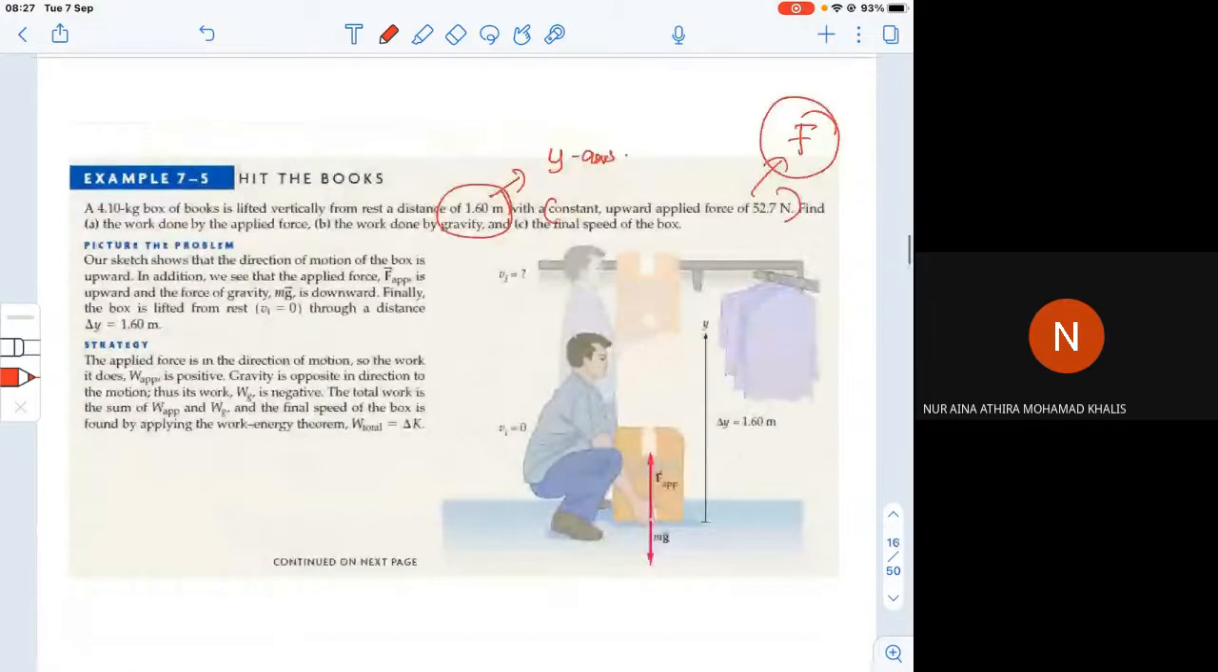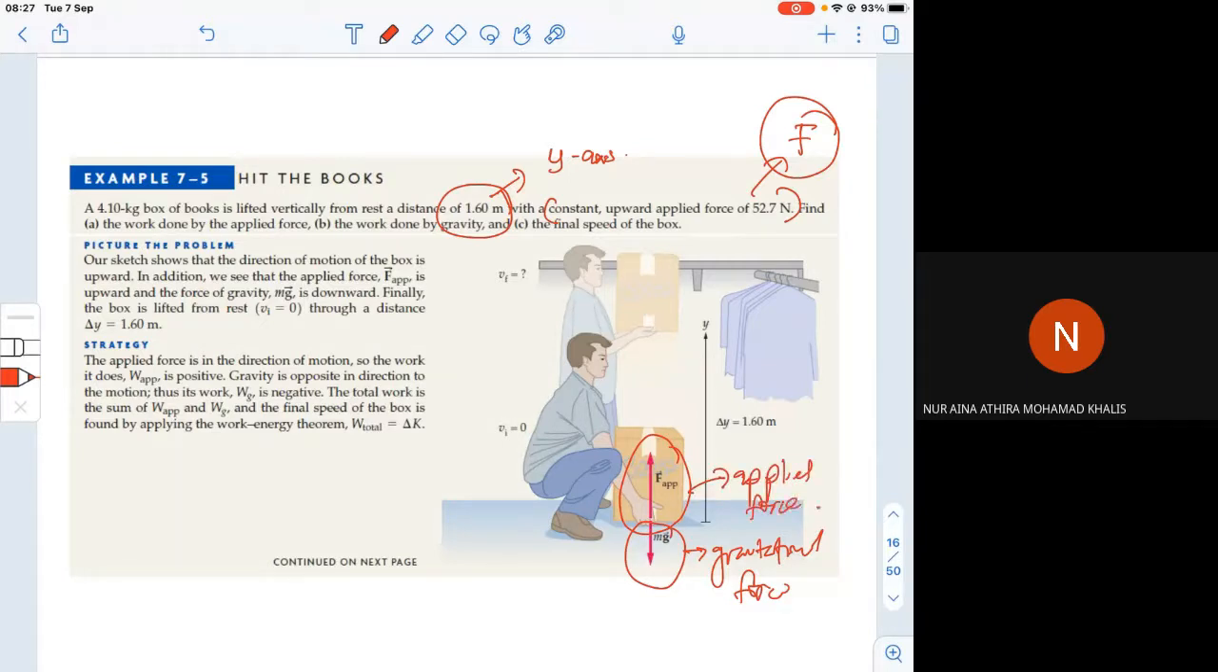So from here, this is the applied force, which means we apply some force to the box, while at the same time there will be another force going down, which we call the gravitational force. This is the applied force.